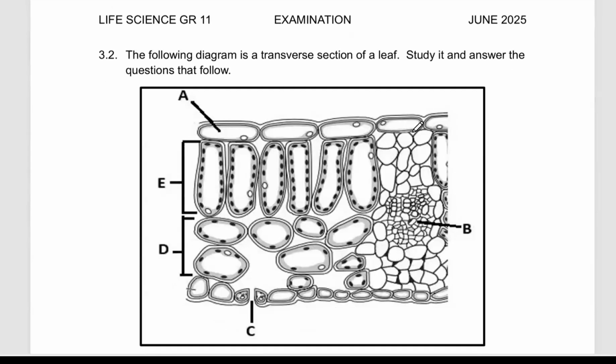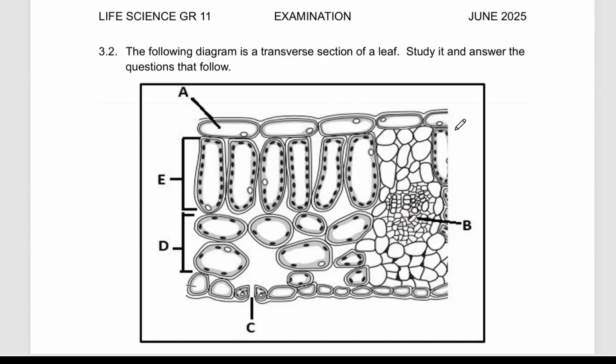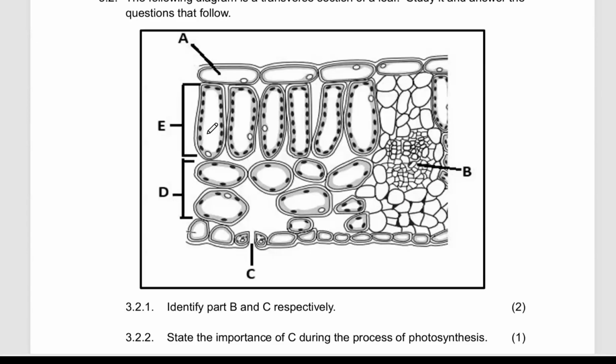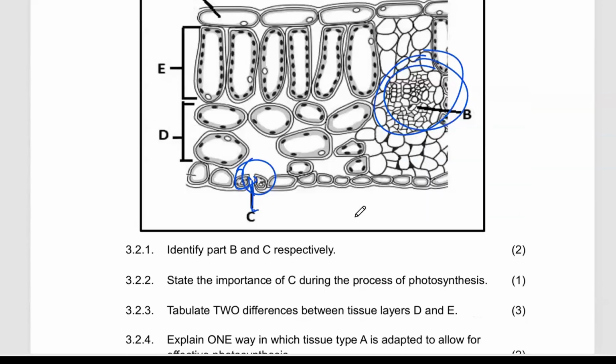So question 3.2, they say in the diagram below shows a transverse section of the leaf. Study it and try to answer the question. We see that these are the epidermal cells. Then we have the palisade mesophyll, the spongy mesophyll, then the vascular bundle. Then here we have what we call a guard cell, and the hole there we call the stomata, the stoma. The stoma, not stroma, because stroma is found in the chloroplast.